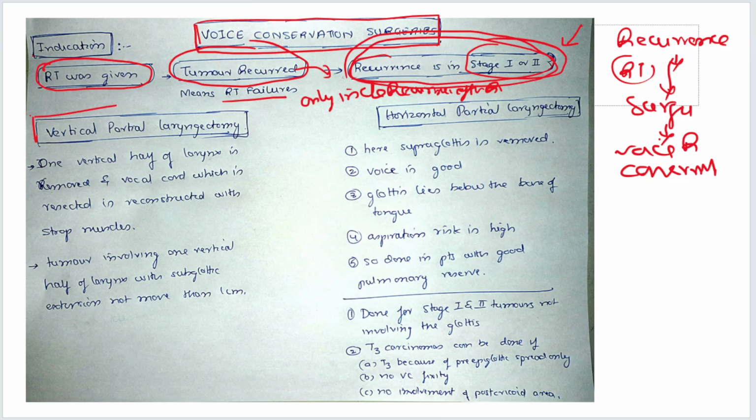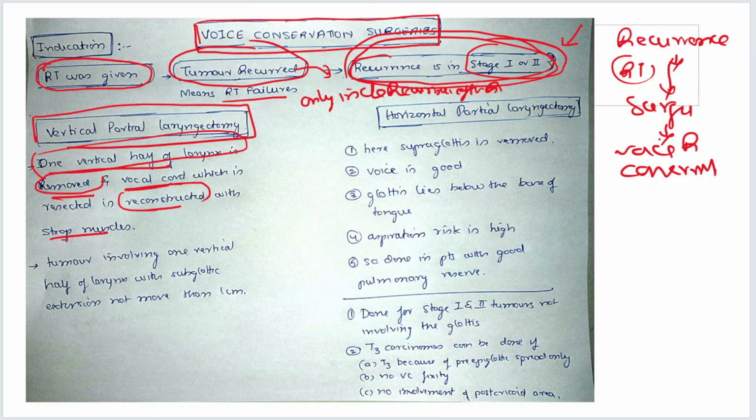So what is vertical partial laryngectomy? One vertical half of the larynx is removed. This is vertical partial laryngectomy. And the most important step is that the vocal cord which is removed, you reconstruct it with strap muscles. So the reconstruction is an essential part of this procedure, because this is a voice conservation surgery. The resected vocal cord is reconstructed with strap muscles.